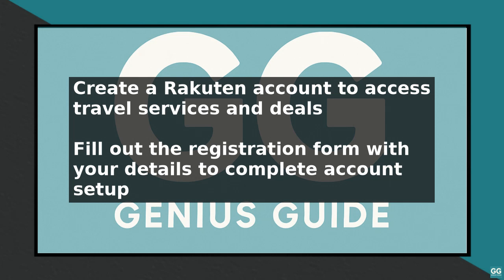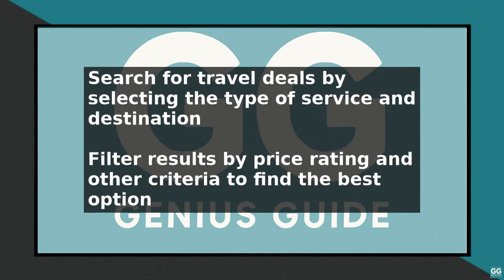To search for travel deals, click on the Travel tab on the Rakuten website and select the type of travel service you are looking for, such as flights or hotels. Enter your travel dates and destination, and Rakuten will display a list of available options. You can filter the results by price, rating, and other criteria to find the best deal for your needs.